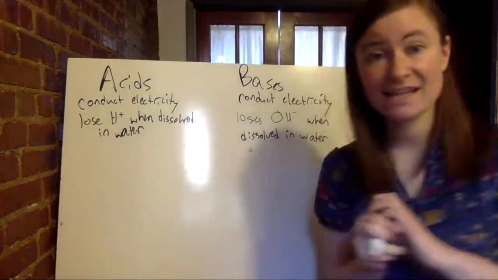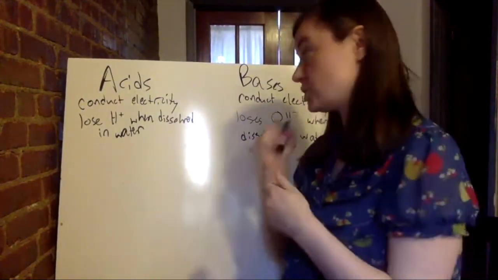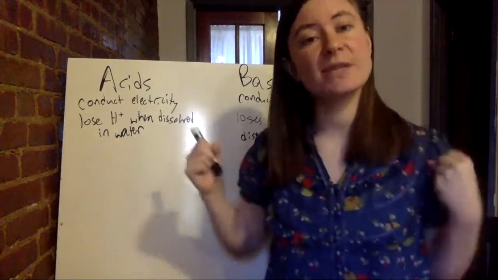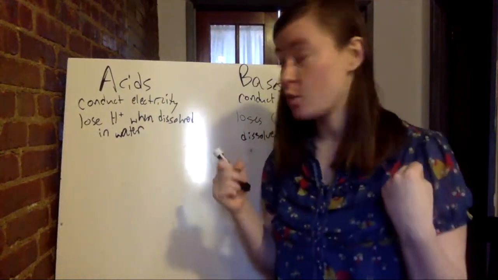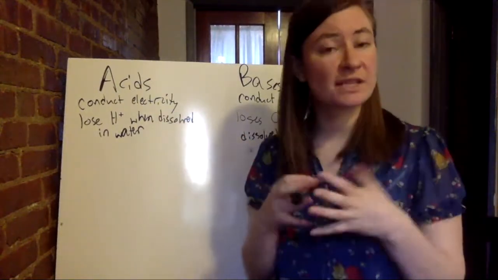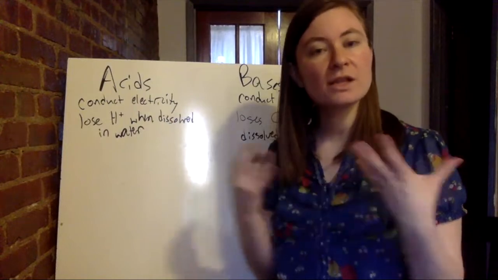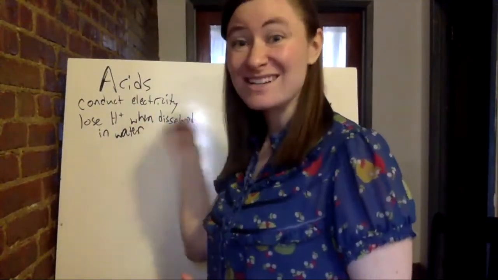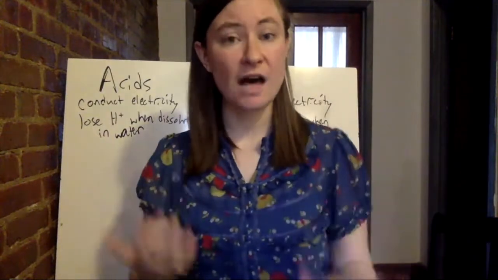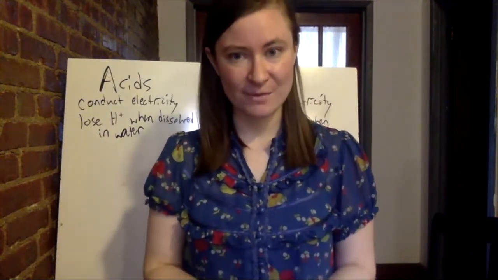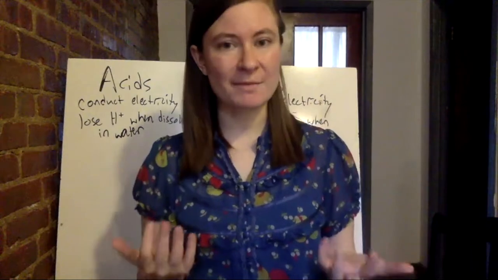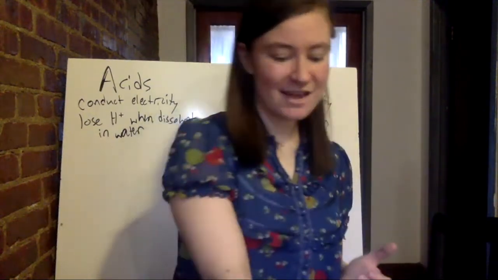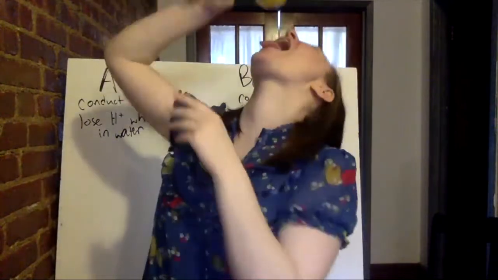Both acids and bases conduct electricity because they both split into ions when they're dissolved into water, even if it's something that started out as a covalent molecule like HCl did. Okay, so since they both conduct electricity, we need some other way to distinguish acids from bases. One of the most common methods is actually through taste. So I've got my lemon right here. Let's go ahead and taste this.